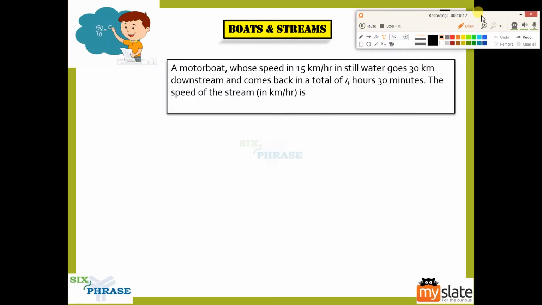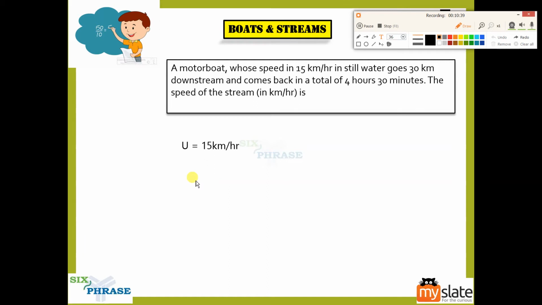Right. So a motorboat whose speed is 15 kilometers per hour. Let's just take the given, and then we'll take it from there. A motorboat whose speed is 15 kilometers per hour in still water. So what is given? U is given to be 15 kilometers per hour.